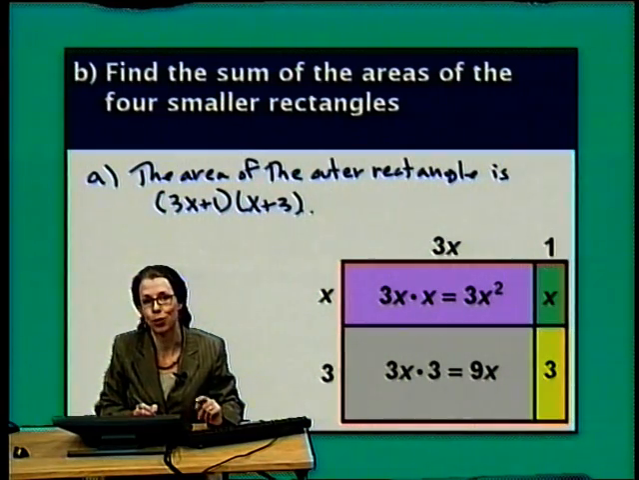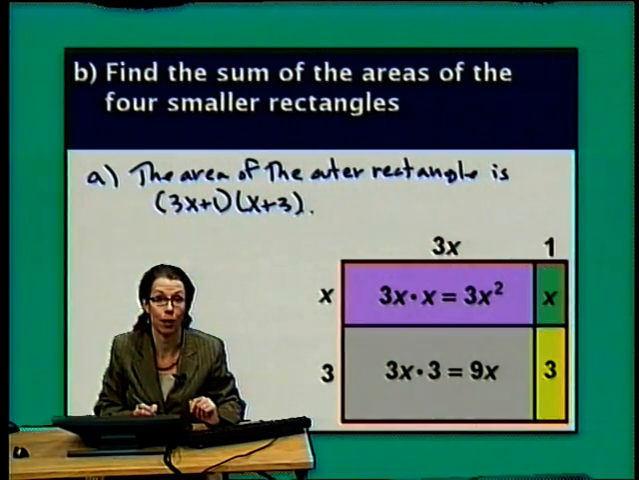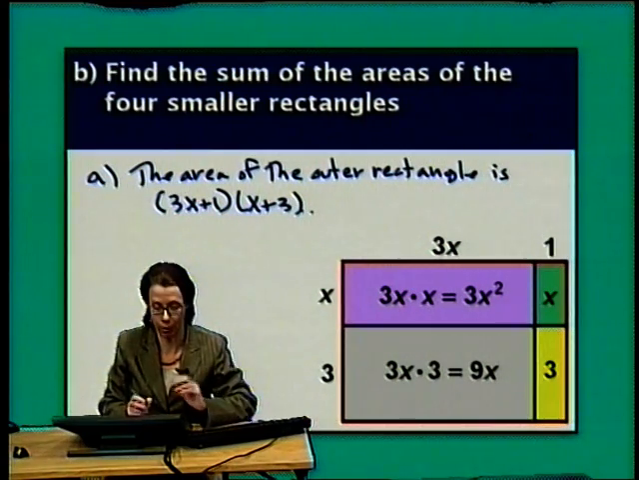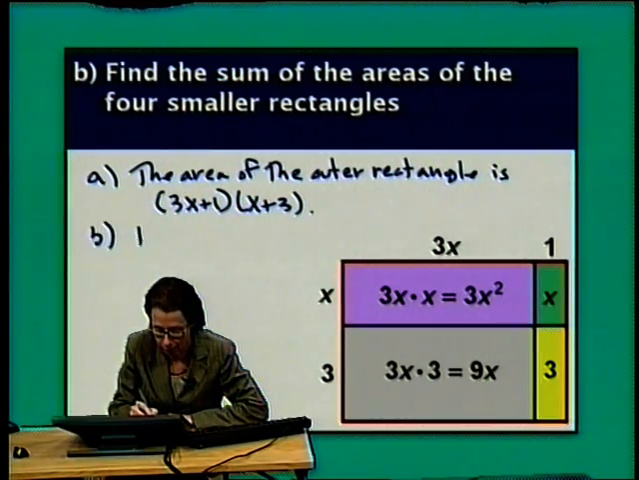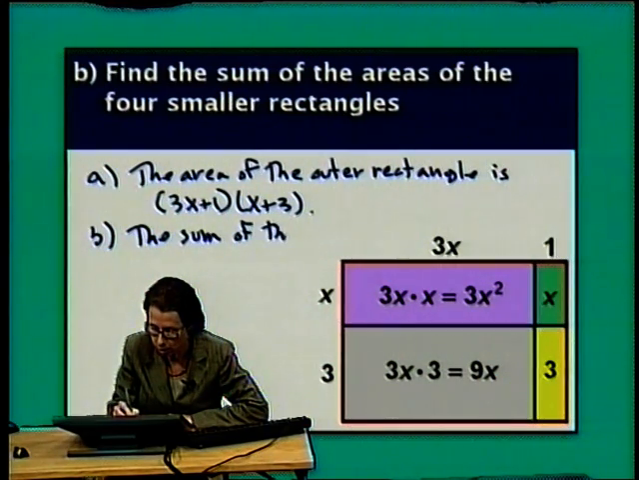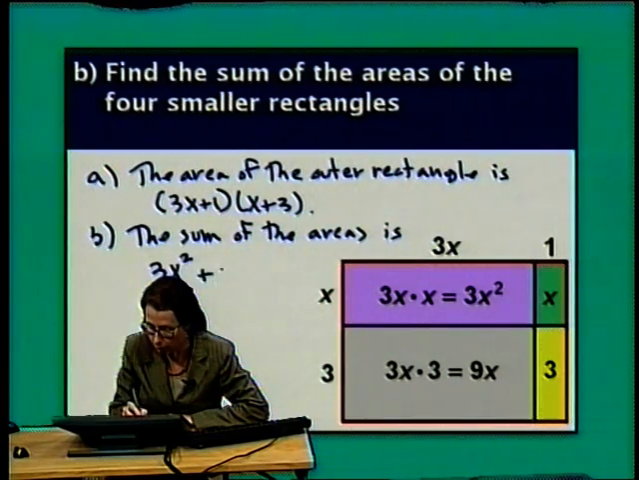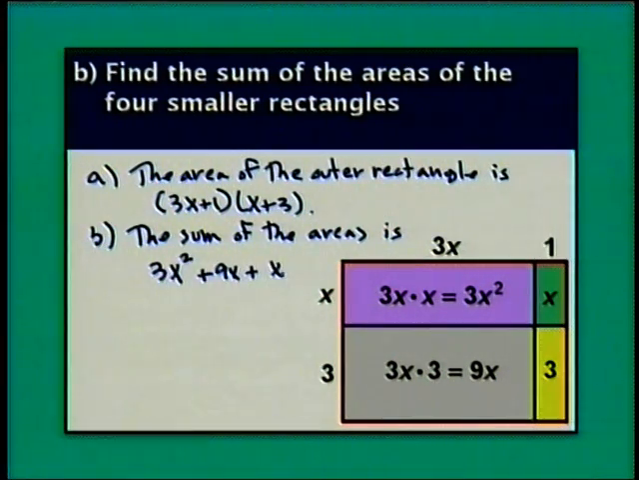Now what we're asked to do is to find the sum of the area of these four smaller rectangles. Well, let's write it down. The sum of the area is 3x squared plus 9x plus x plus 3.